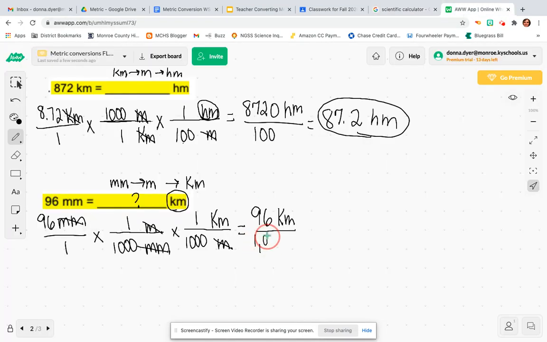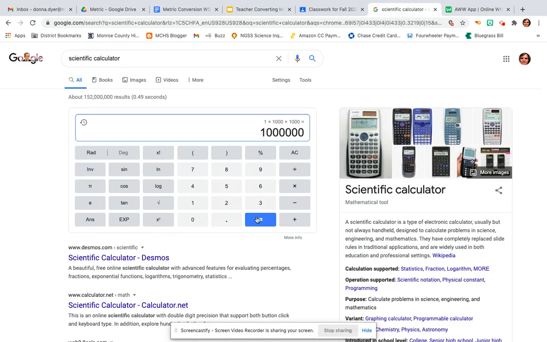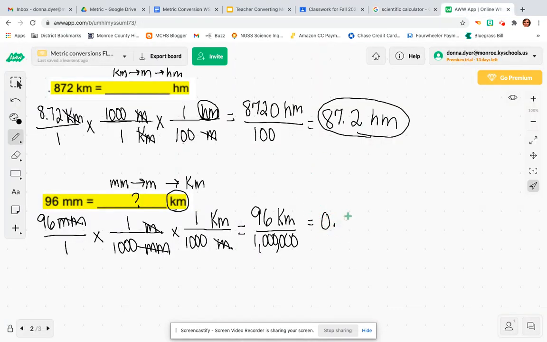So on the bottom, we have 1 million. Now we have to divide. 96 divided by 1 million. So 96 divided by 1, there's 1,000, there's 1 million. And notice we get 0.000096. So we have a decimal, and then 1, 2, 3, 4 zeros, and then 96. So our decimal, 4 zeros, and 96, and that is kilometers. That's 96 millionths, and that is our final answer.